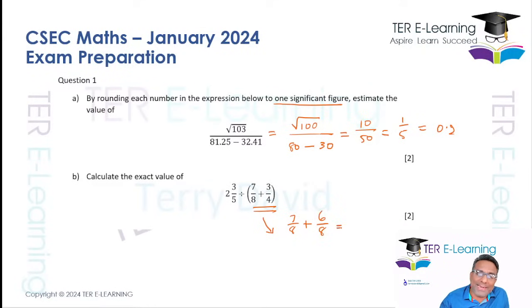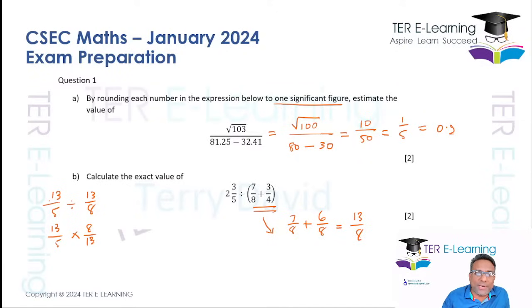When I add this, you have the same denominator, so this is going to be 13/8. That is what the bracket gives me. Now take 2 3/5 and write that as an improper fraction. 2 5s are 10 and 3 is 13, so this is 13/5 divided by 13/8. This is the same as 13/5 multiplied by 8/13.